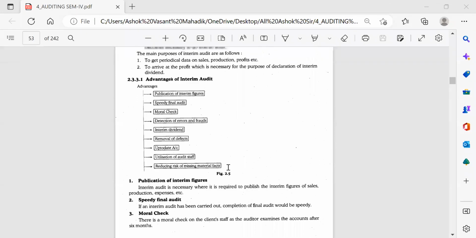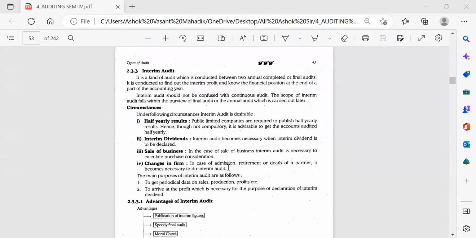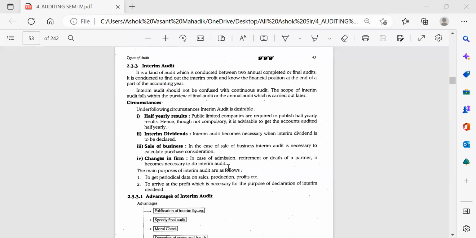Now, I hope this concept of interim audit is clear. See, in case of final audit, the books are audited at the end of the year only once. So what about interim audit? It will be checked twice.